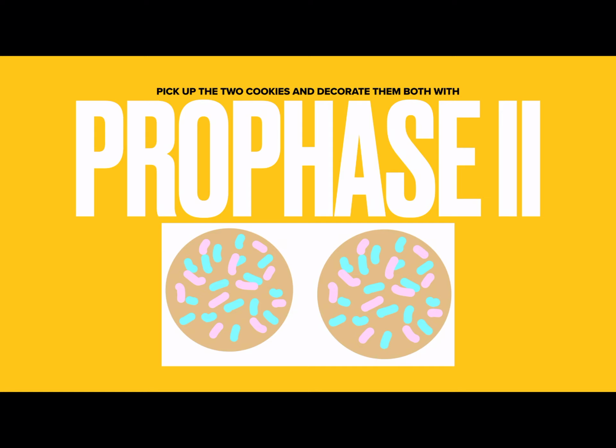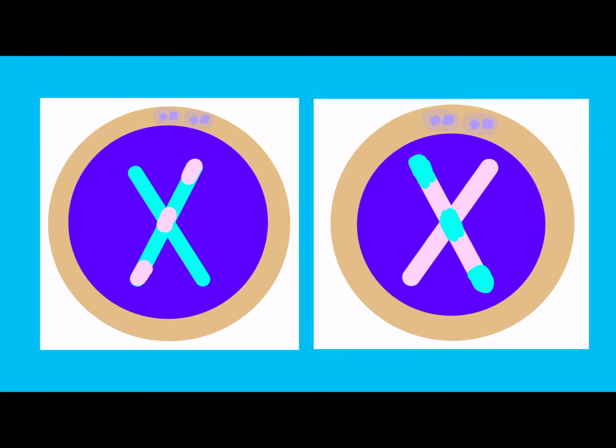Since we already went through the first round of stages, we are starting with 2 cells, or cookies, already. I will first be decorating prophase 2 on 2 cookies. The major difference between mitosis and meiosis is that the genetic material is crossed over, so the chromosomes look slightly different in meiosis. Although the DNA is not replicated again, it is still very similar to the mitotic prophase.